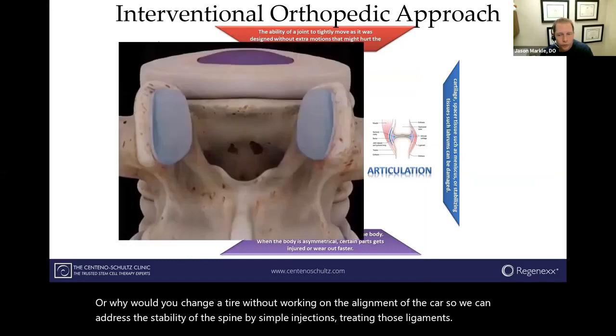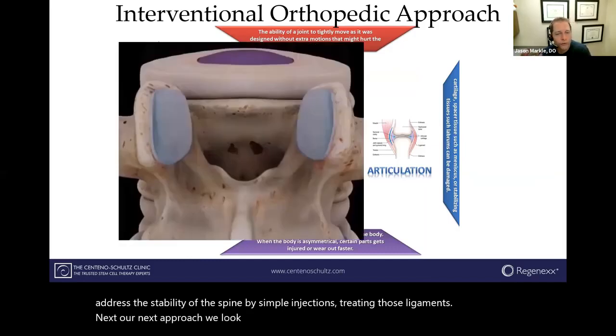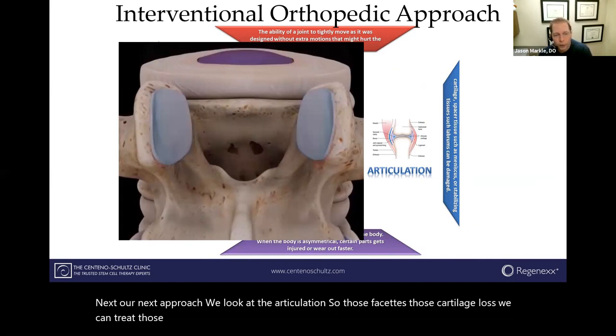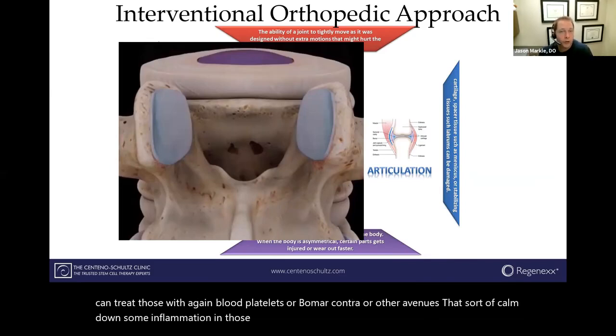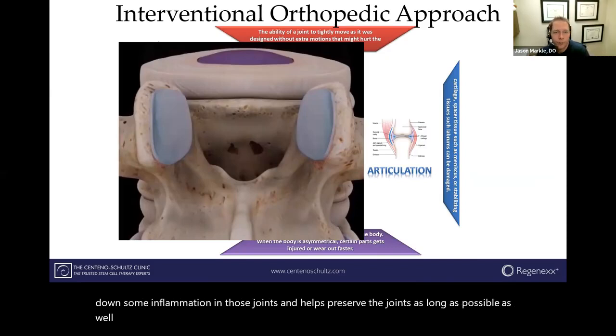Our next approach, we look at the articulation. So those facets, that cartilage loss, we can treat with, again, blood platelets or bone marrow concentrate or other avenues that calm down some inflammation in those joints and help preserve the joints as long as possible. And since we already addressed the stability, we can take some stress off of those joints so we can get some long-term benefit.